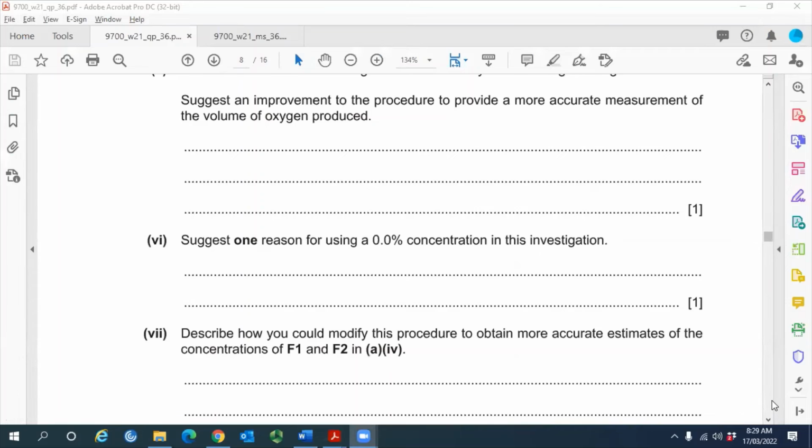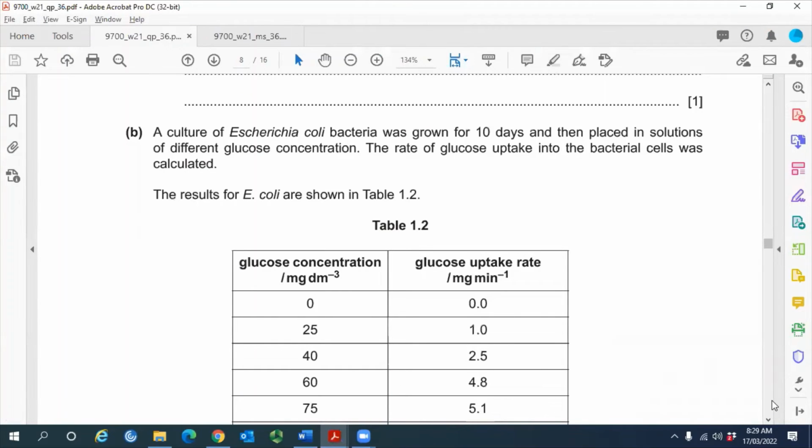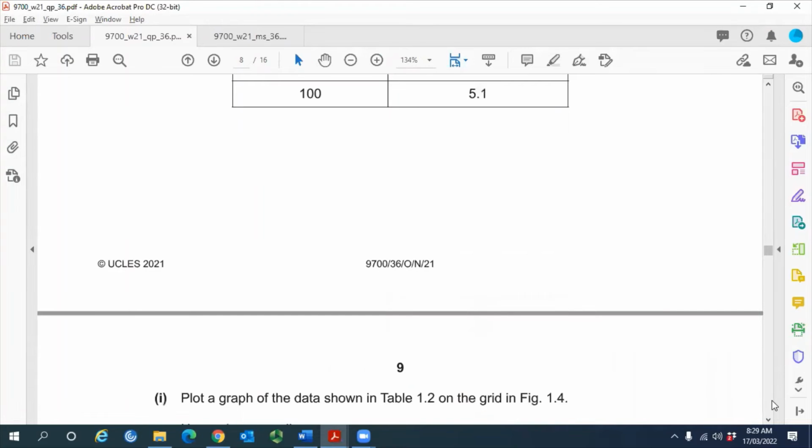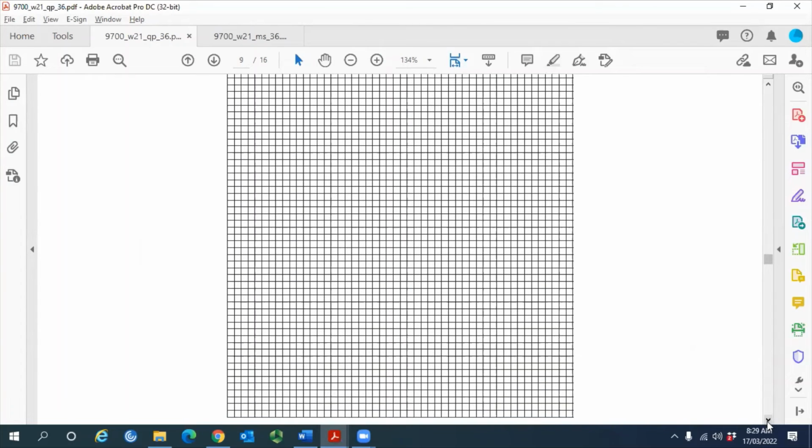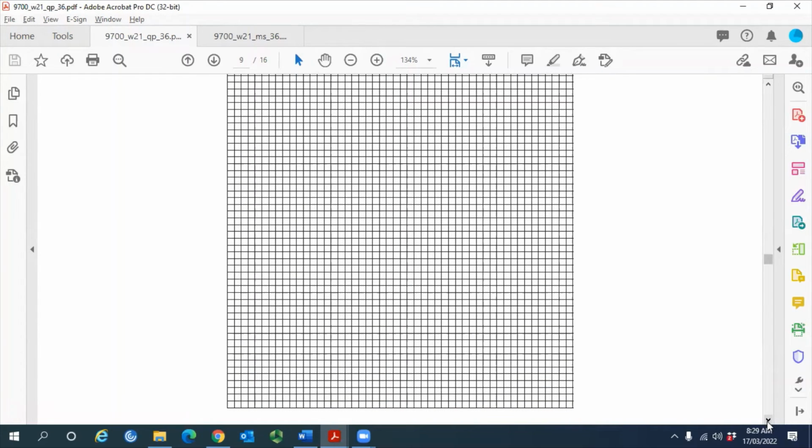Next. So data is given for you, and you need to plot the graph in the grid given here, and they say use a sharp pencil. So the entire graph, including all the writing for the graph, must be in pencil. Just like when you do a biological drawing and you're labeling everything in pencil. Your table, only the drawing of the lines in pencil. All the writing in the table must be in pen.